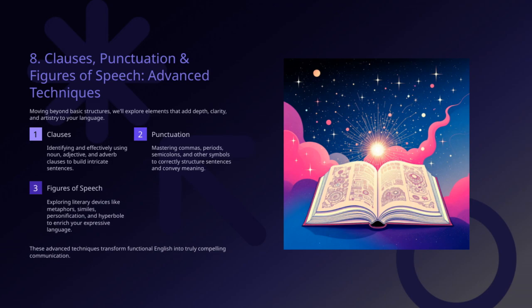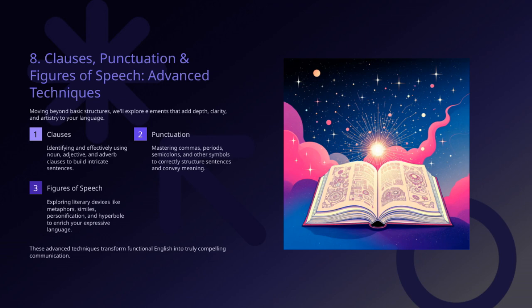First, mastering punctuation, commas, periods, semicolons, and other symbols, is essential for structuring your sentences correctly and conveying your meaning clearly. Proper punctuation guides your reader through your ideas smoothly and adds professionalism to your writing. Next, exploring literary devices like metaphors, similes, personification, and hyperbole allows you to enrich your language and make your messages more vivid and memorable. These tools help you paint pictures with words and evoke stronger emotional responses.